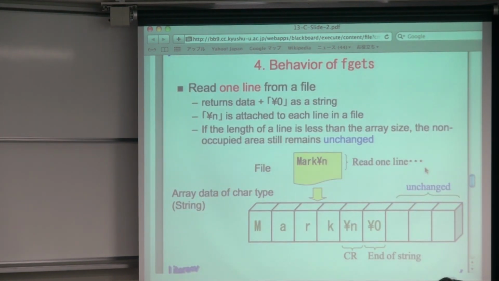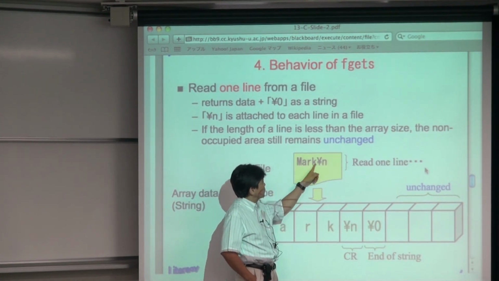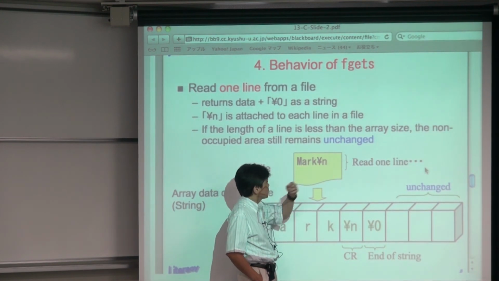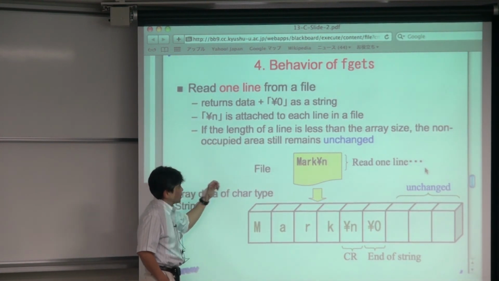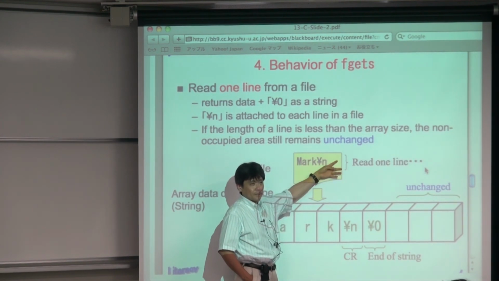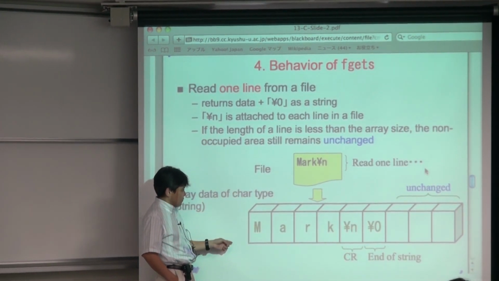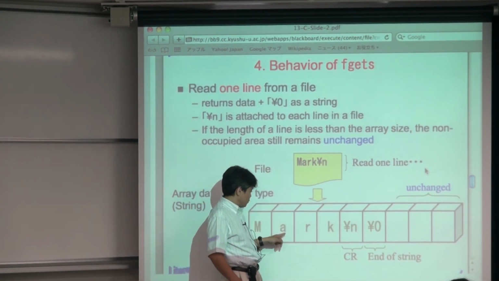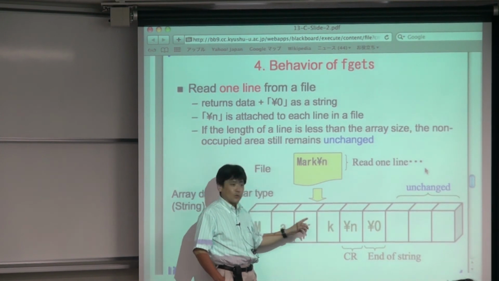So here I'd like to focus on the fgets function. You have a file, and such a file has a mark, a next line string. Using the fgets function, you can read the first line, these characters. Okay, so as a result, in the physical memory, in the prepared data areas, the characters M, a, r, k, and the next line string will be stored.